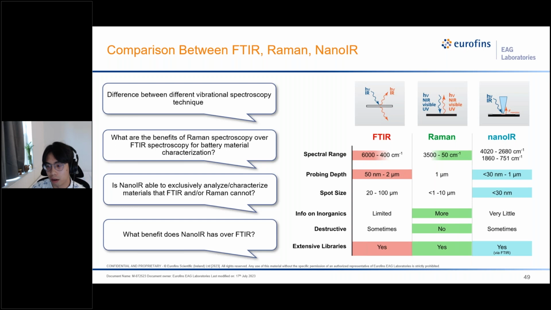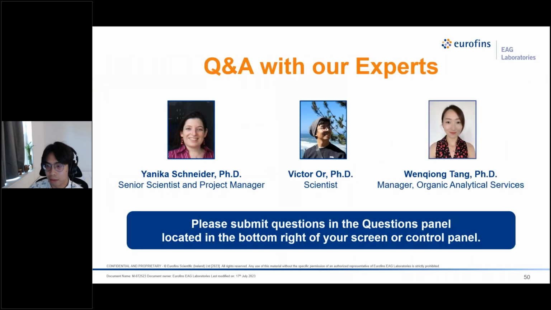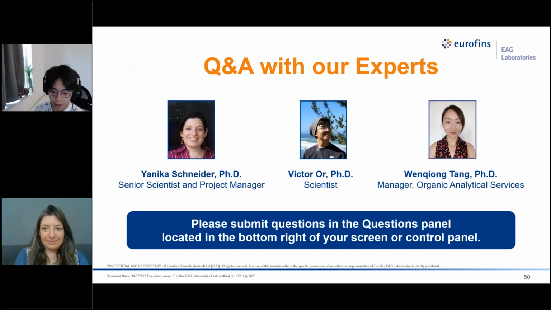In terms of spot size, NanoIR outclasses the other two by far, where we're able to access sub 30 nanometer spatial resolution. But if you really want to do analyses that also include inorganics or are the least destructive, then you might lean towards, say, Raman. But the main thing we want to highlight here is that all three of these techniques, because we have extensive libraries for compound matching and identification, are great if you want to identify exactly what organic compounds are present in your sample. And with that, I want to bring back all of the other panelists, and we will begin the Q&A section of the webinar.